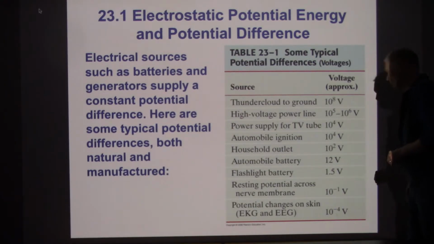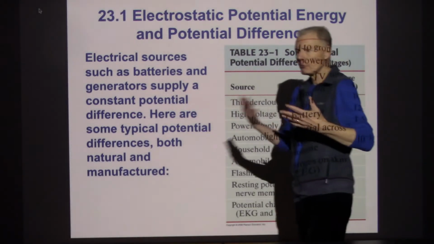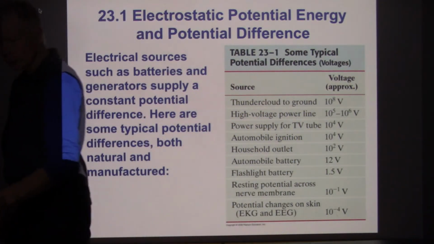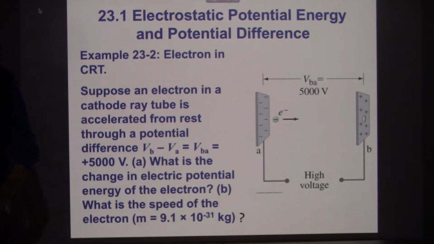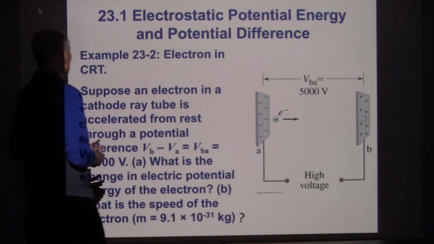Flashlight batteries are 1.5. So you get an idea of the different voltages, and that has to do with how the voltage has been generated. If it's a chemical reaction, each chemical reaction has a certain voltage associated with it.